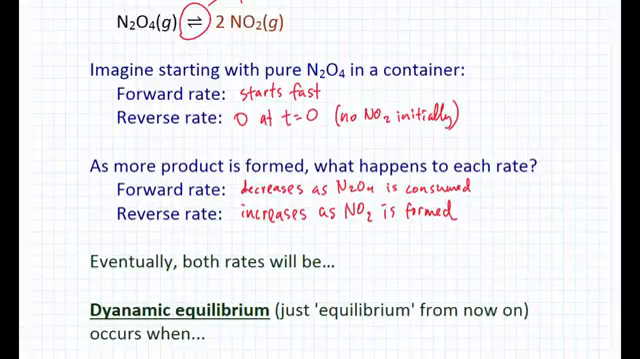You see where we're going here. Eventually, both of those rates will be equal. And we defined dynamic equilibrium before when we have two opposite processes occurring at the same rate. That's when forward and reverse rates are equal.